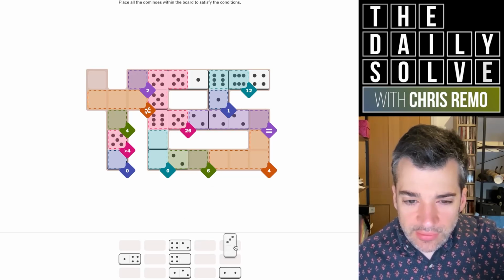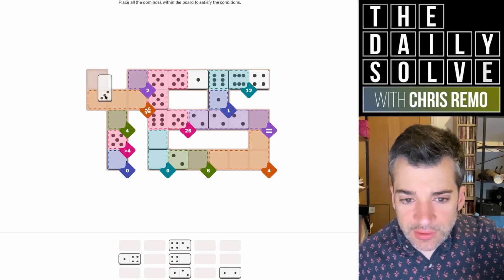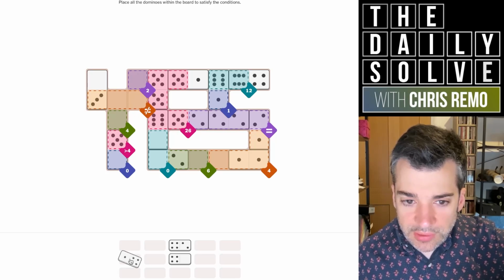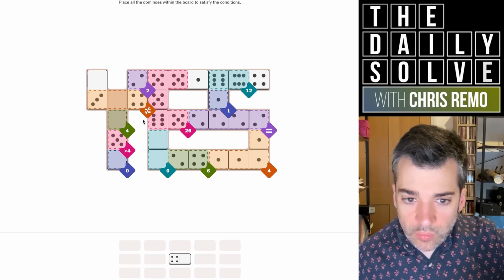Can this 3 go anywhere else? I don't think it can. Well, unless it goes over here somehow. This would be the only other place it could go. That doesn't really feel possible. I think I've ruined it. Oh, oh.